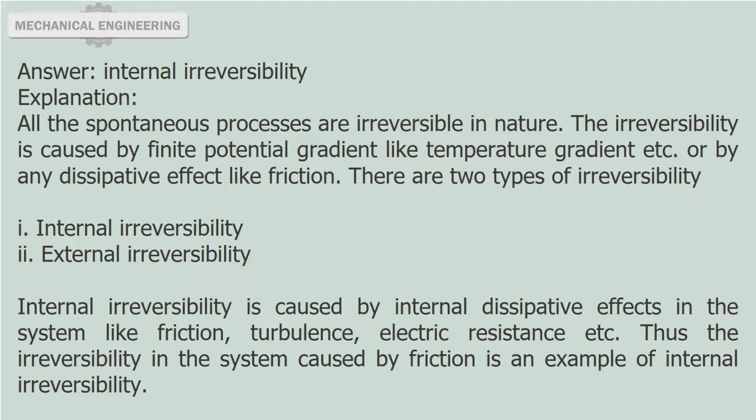Answer: internal irreversibility. Explanation: all the spontaneous processes are irreversible in nature. The irreversibility is caused by finite potential gradient like temperature gradient etc., or by any dissipative effect like friction. There are two types of irreversibility: I. Internal irreversibility. II. External irreversibility. Internal irreversibility is caused by internal dissipative effects in the system like friction, turbulence, electric resistance etc. Thus the irreversibility in the system caused by friction is an example of internal irreversibility.